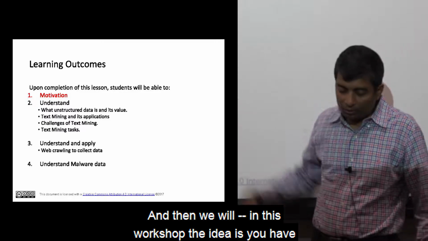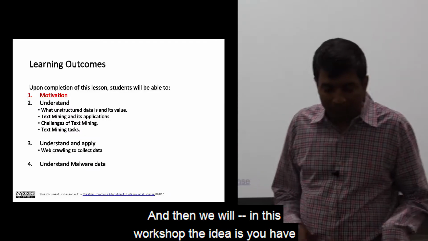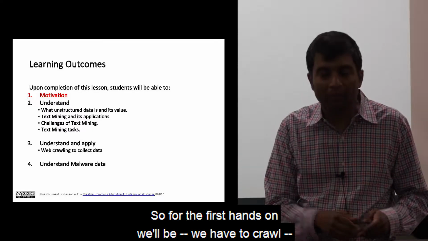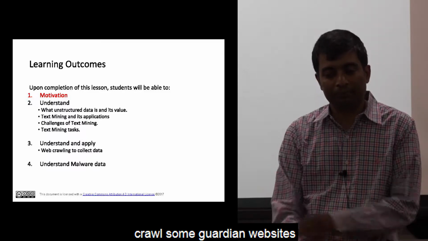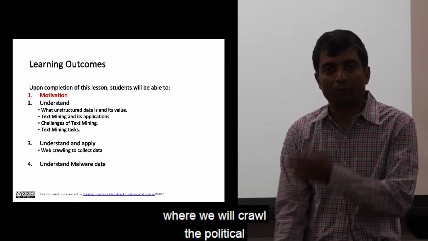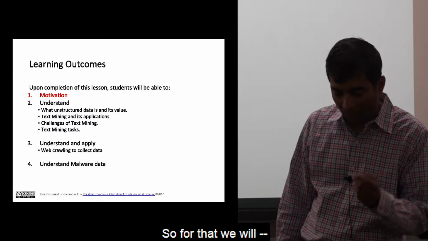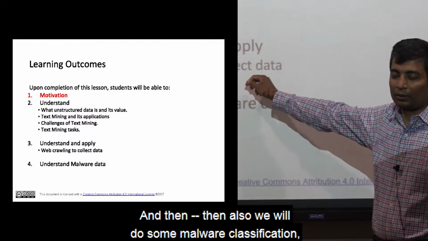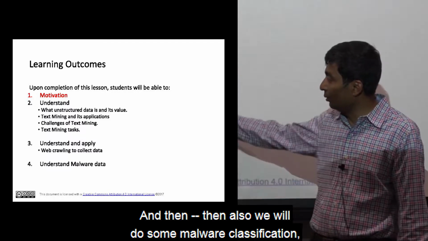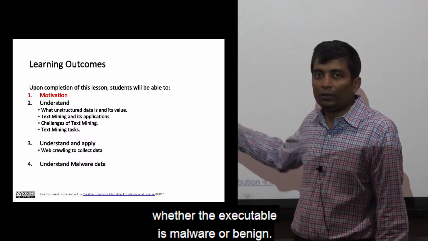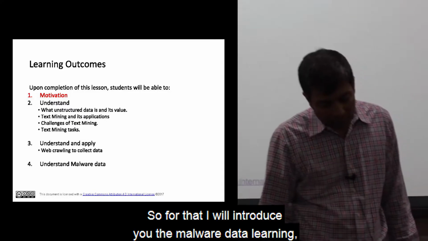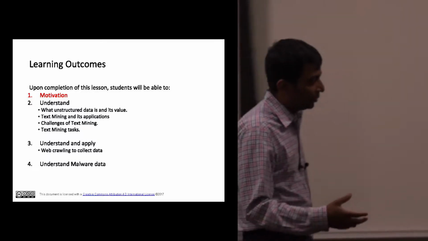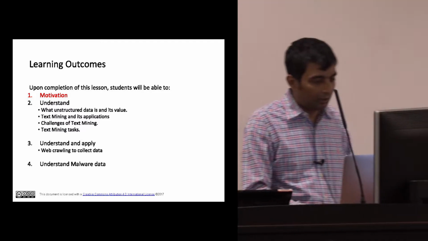In this workshop, the idea is you have to do a lot of hands-on. For the first hands-on, we have to crawl some Guardian websites, where we will crawl a bunch of news articles. For that, I will briefly introduce web crawling and how to collect the data. Then we will also do some malware classification, whether an executable is malware or benign. For that, I will introduce you to the malware data a little bit, and how to extract the features from malware data. So that's the goal here.